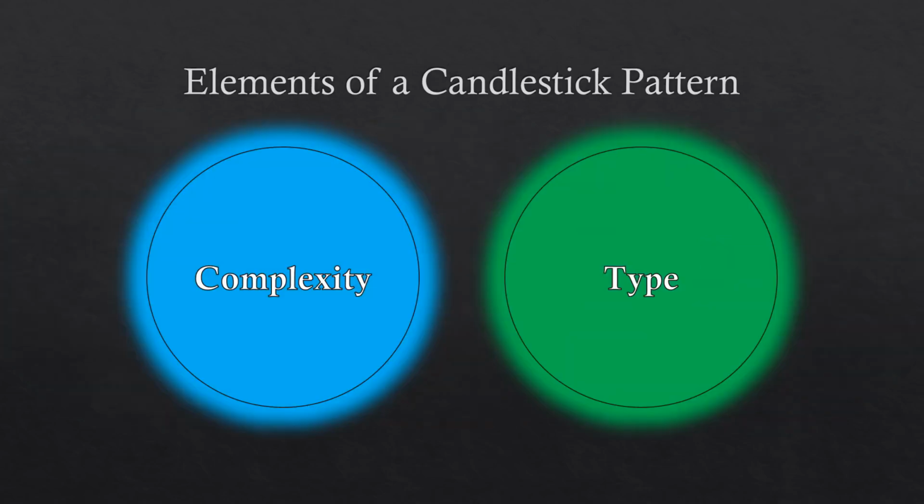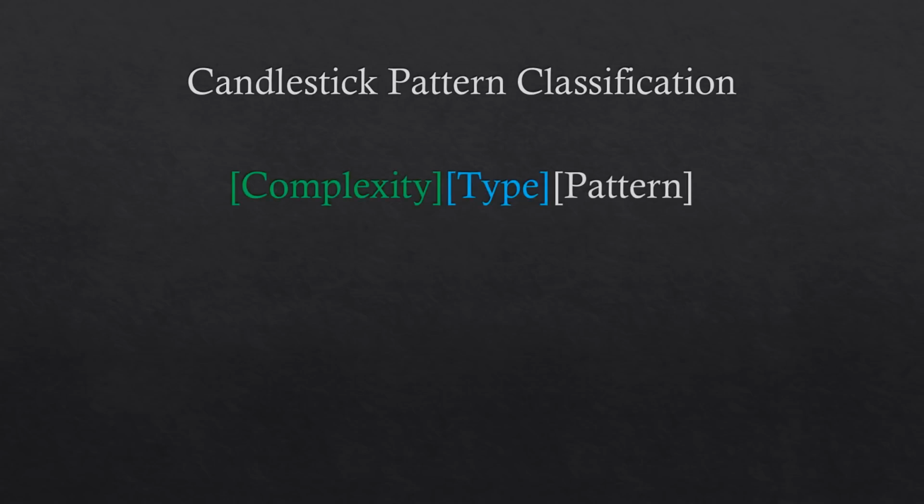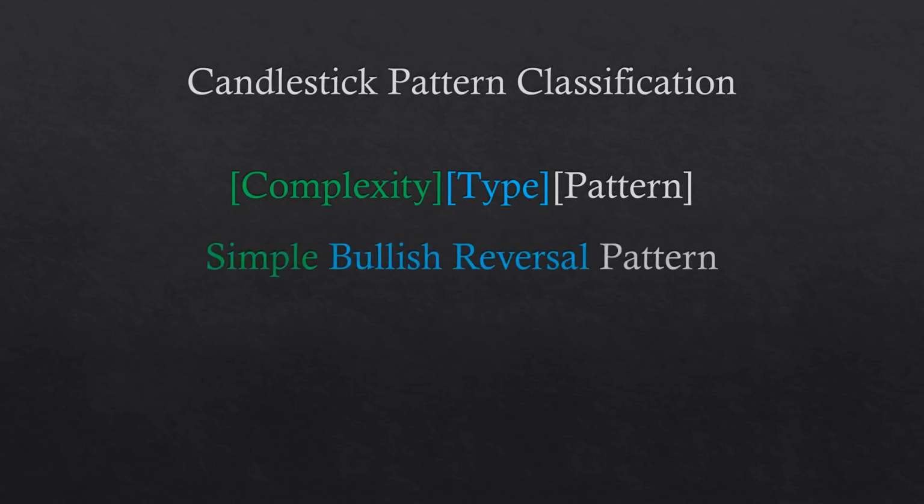That covers the two elements of a candlestick pattern. The combination of these two elements forms the classification of candlestick patterns, which is very useful to organize the many patterns we want to memorize and understand. The way we use the classification is by saying the complexity first and then the specific type to classify the pattern. For example, a simple bullish reversal pattern.